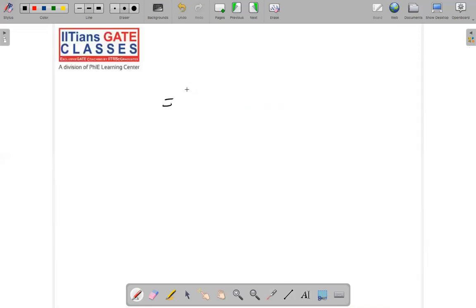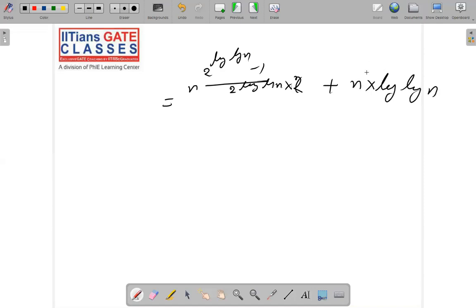And here it becomes n raised to power 2 raised to power log n minus 1, 2 raised to power log n. It becomes 2 multiplied by 2 plus n into log n, because this term was k multiplied by n, right? So n multiplied by k can be written like this also. So it's n log n. And this whole term will become n only. Let me show this for you.